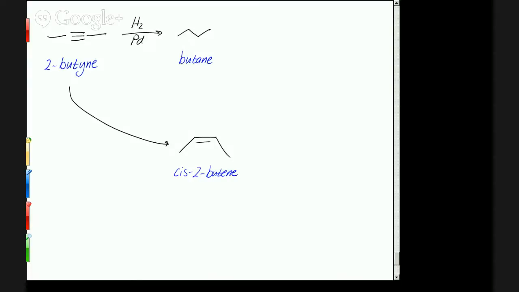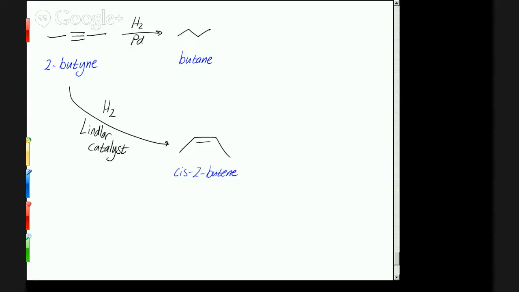And in fact, there is. Let me make sure the book does it the way that I want to do it. They don't even really talk about it. Okay, so the book just calls it hydrogen with the Lindlar catalyst. And that's correct. So that's a way to do that.